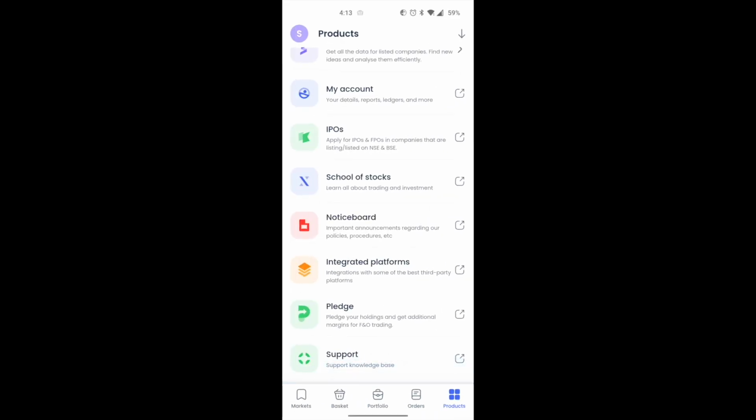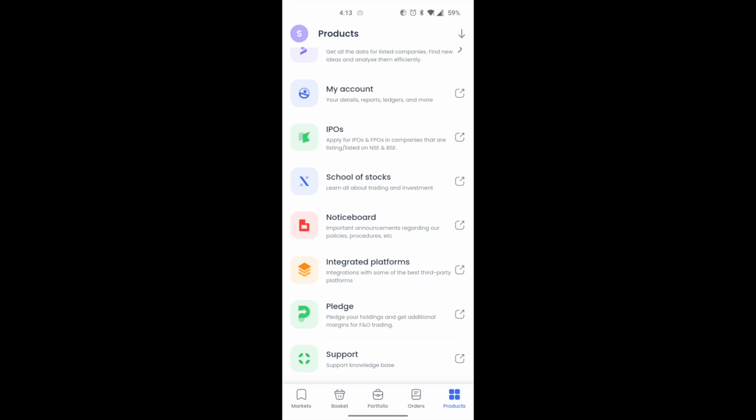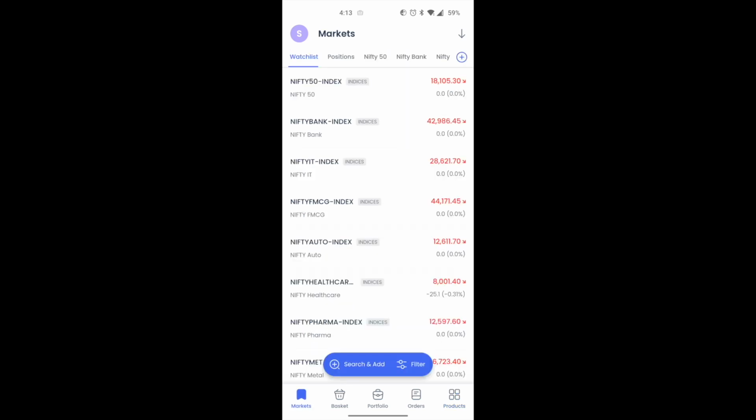Let us go back to our pledge page, wherein you can pledge your holdings, and using that margin you will be able to trade in F&O. That's what pledge is all about. So let us understand that: pledge your delivery stocks for your margin, taking margin and trading in the F&O segment. So this is how the Fyers 2.0 version looks.